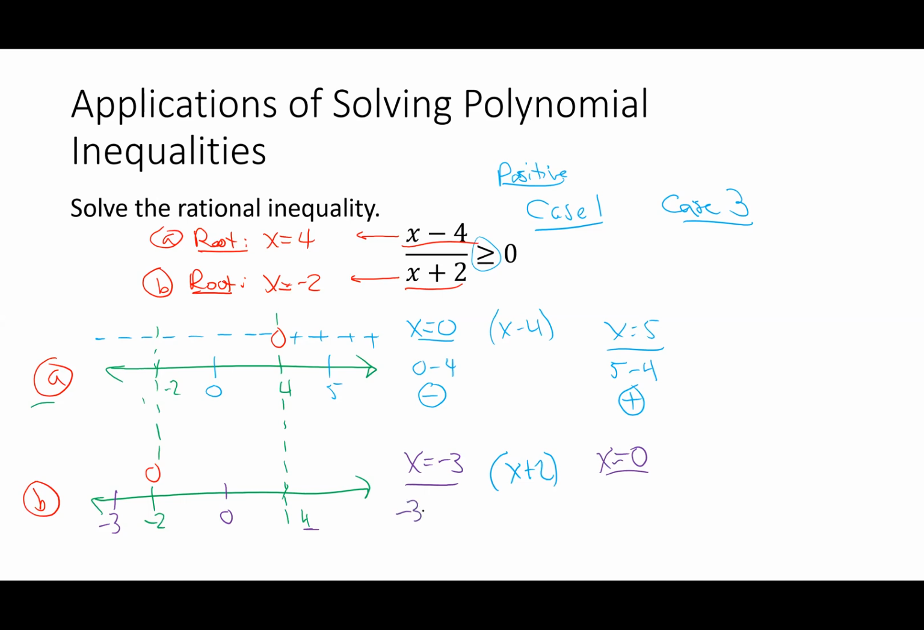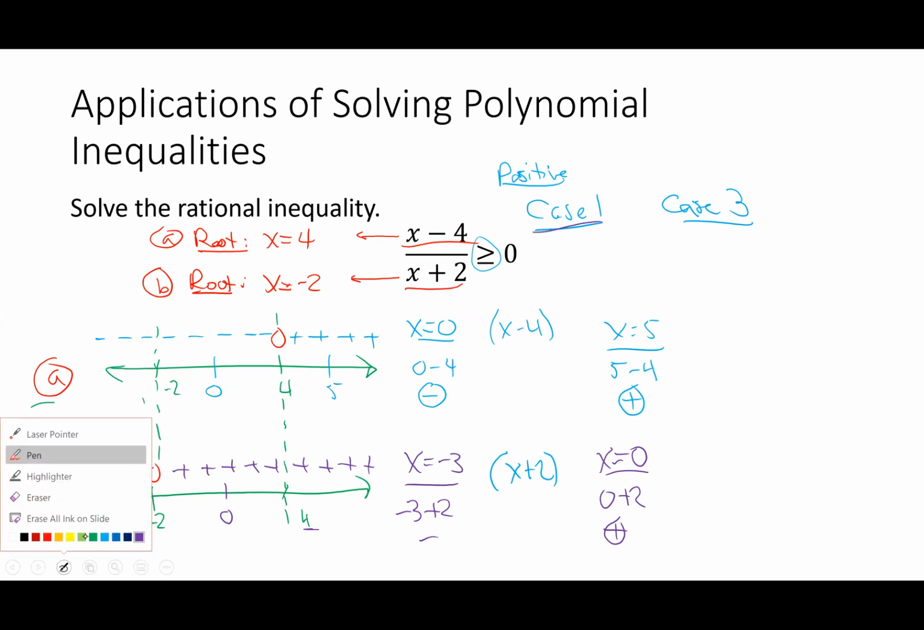And so I get -3 plus 2. That's negative. All right, so then this is negative. And then 0 plus 2, that's positive. Okay, so now I'm positive. Now I'm only interested in case 1 and case 3. Case 1 is when I had a positive over a positive. Well, where is that happening? Well, case 1, positive over a positive, that's happening here.